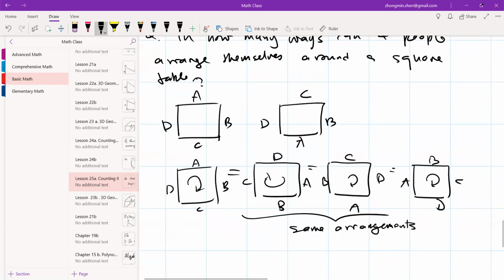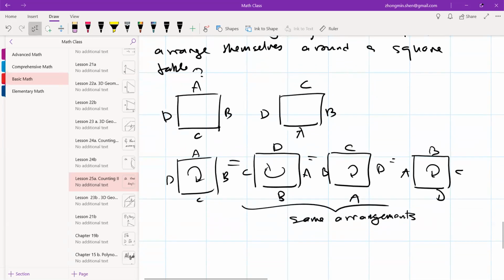24. No, that's not right, because they're all the same.